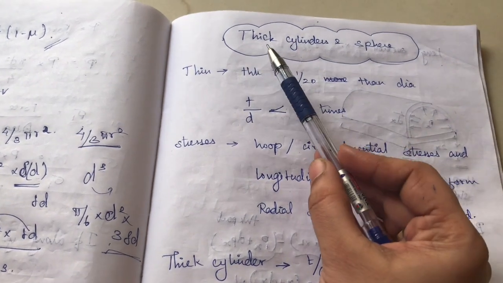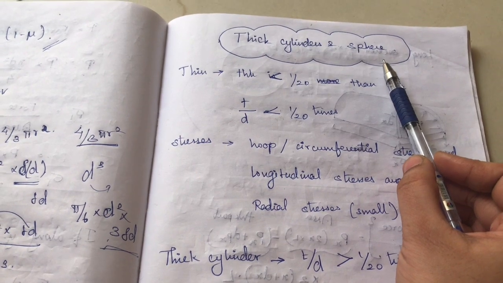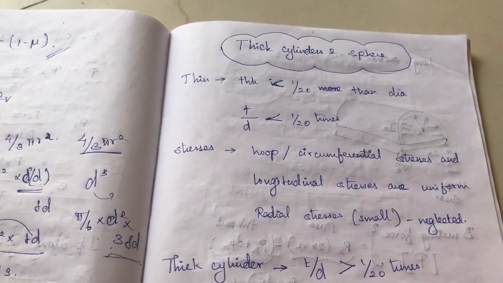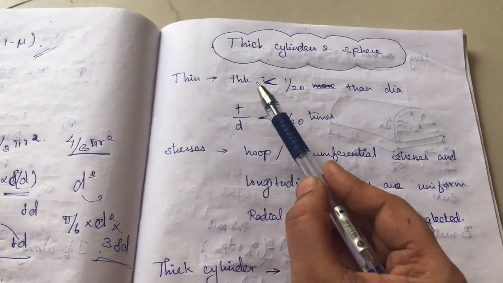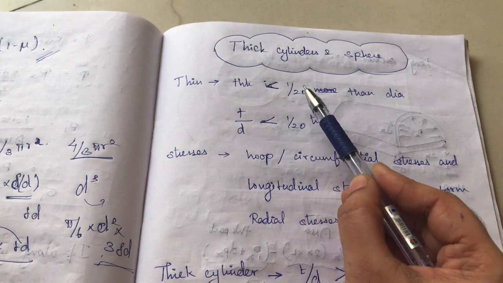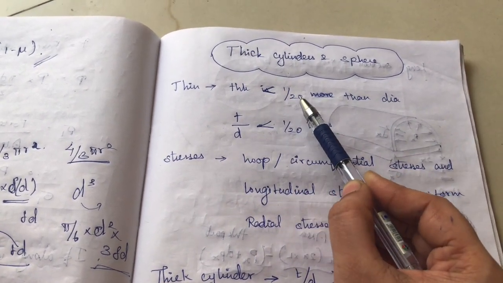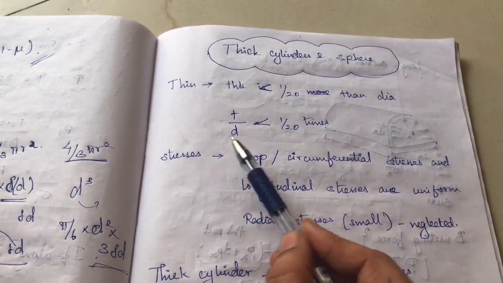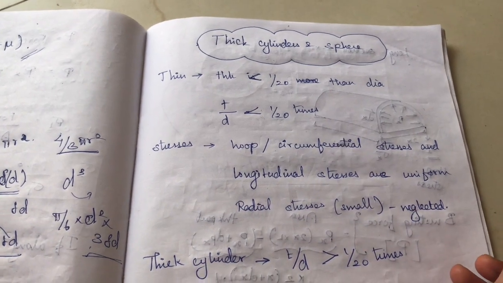Hi again. Today we're going to see about the thick cylinders and spheres. Yes, in that we're going to see thick cylinders. Okay, what is a thin cylinder? It is one whose thickness should be less than 1 by 20 of the diameter. So, its thickness should be less than 1 by 20 when compared to the diameter. Like T by D is less than 1 by 20 times.